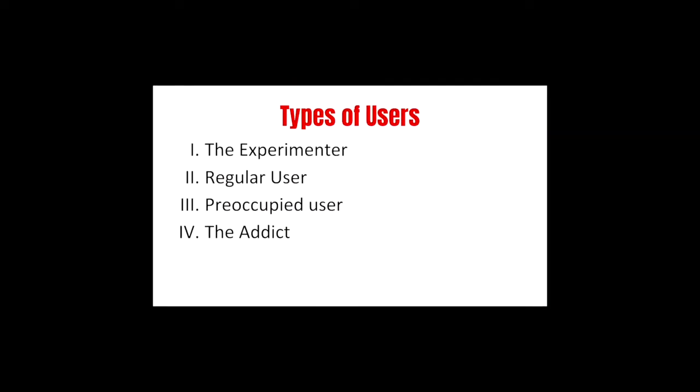Types of users. So there are typically 4 types of users of substances like various drugs that we've discussed in previous lessons. We've got the experimenter, the regular user, the preoccupied user, and lastly, the addict. So let's look a little bit at each one of these types of users.